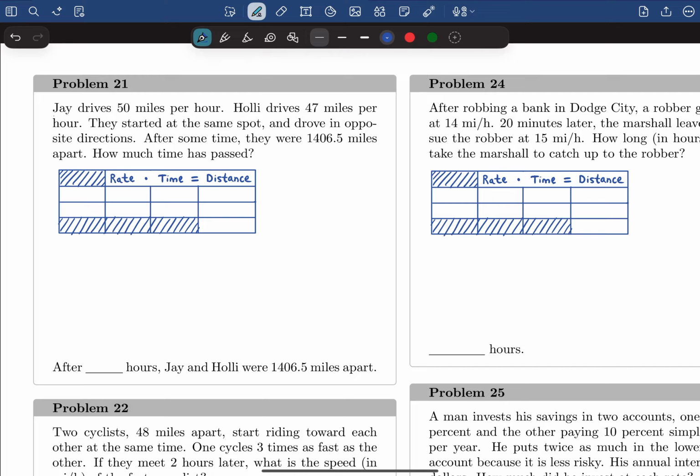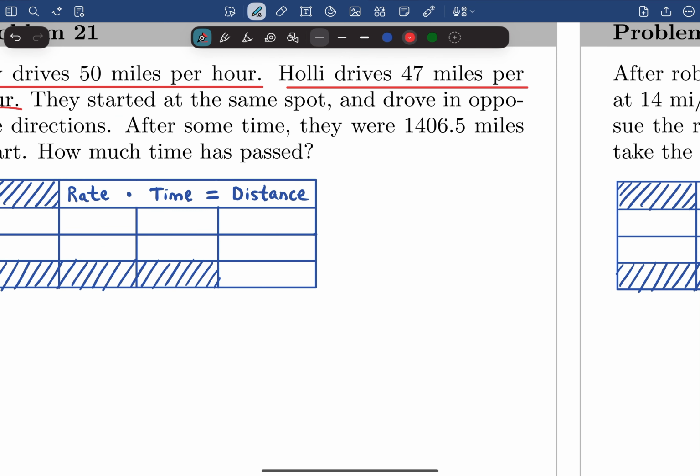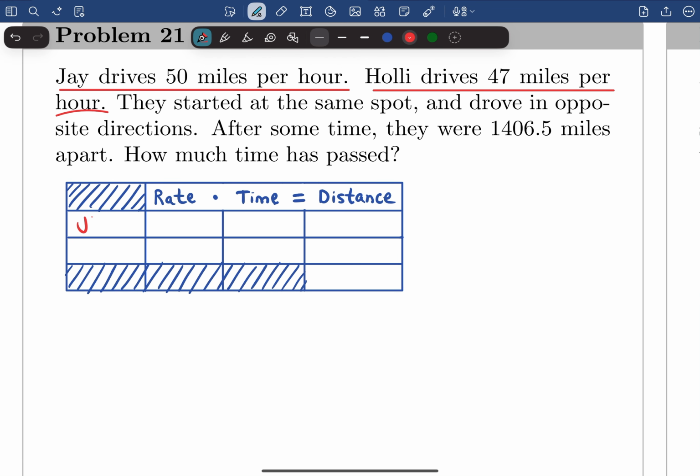Now, it tells me some stuff like Jay drives 50 miles per hour. Okay, so we're talking about two people, Jay and Holly. So I'm going to just start to organize this table a little, and I'm going to say, well, I've got Jay and I've got Holly. And they just told me their rates. Rate is the speed. So Jay's rate is 50 miles per hour, and Holly's rate is 47 miles per hour.